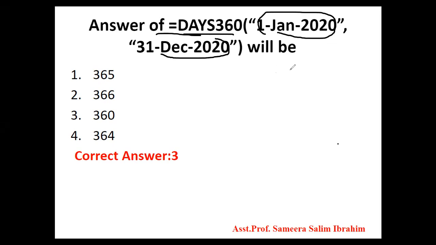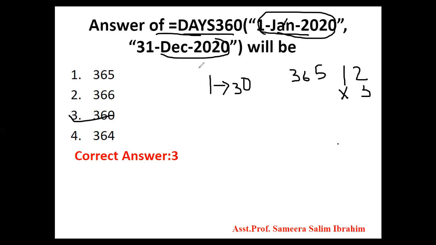So you must be thinking that it must be 365 days. No, it won't be 365 or 364 days. Why? Because days 360 considers in a month only 30 days. In a month, only 30 days is being calculated by days 360. So if you can see January, February, March, April, May, June, July, August, September, October, November, December. So how many months are there in between this? See, 1st January to 31st December, there are how many? 12. So 12 will be multiplied by 30 and the answer will be what? 360. So the answer will be 360 here.